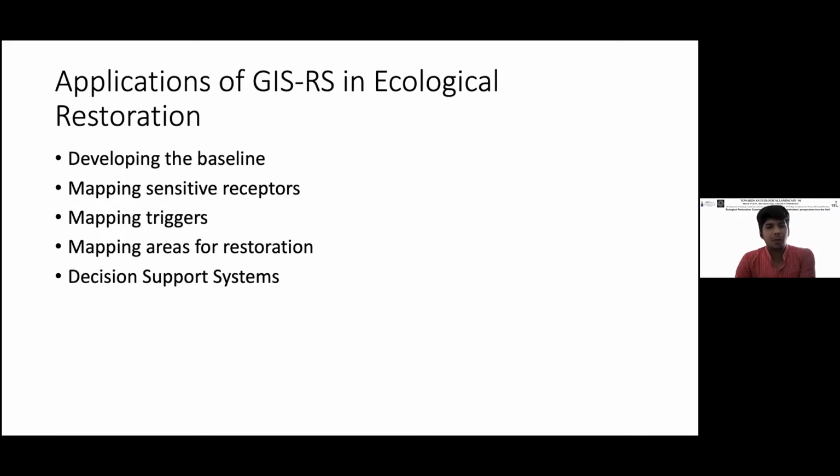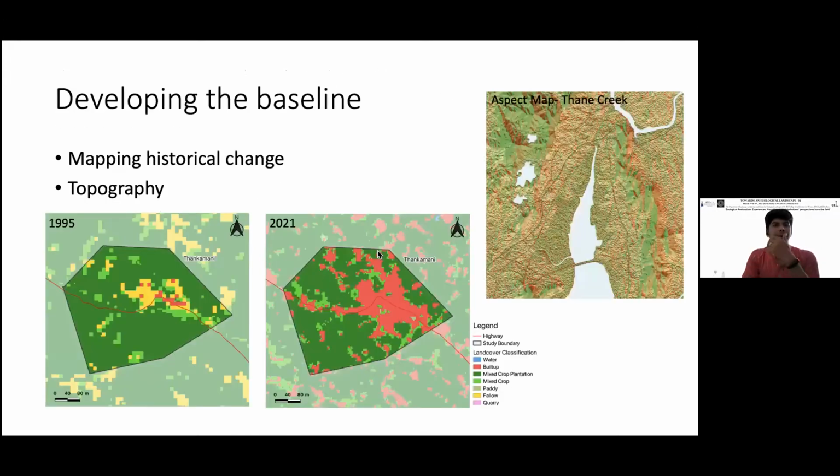I'll discuss a few examples from projects that I have taken up, and some research that I've come across. When we talk about developing a baseline, the most obvious things that come to mind are topography and land cover, and what follows that is the change in topography and land cover. These are the most important aspects you need to look at when we talk about a baseline on a larger scale.